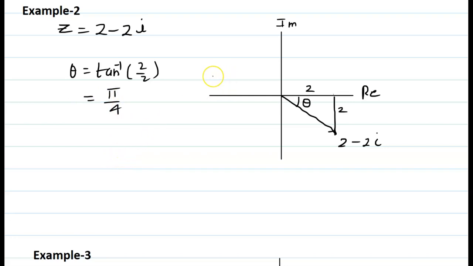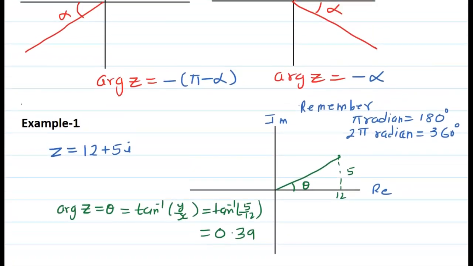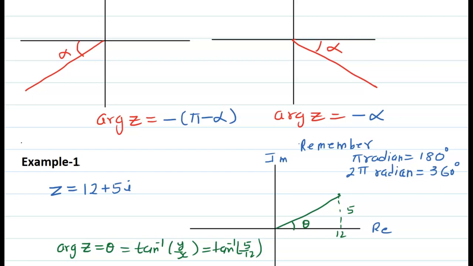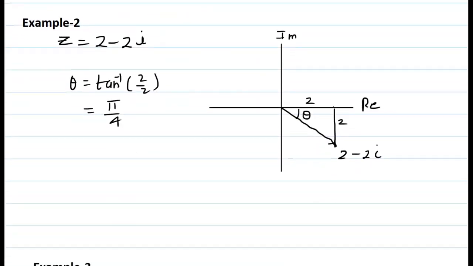2 over 2, that is 45 degrees, but we are measuring in radians, so we write pi over 4. Now, we have seen that if the angle is here, then what will the argument z be? If the angle is here, then argument z is written as minus alpha. So we need to put a minus sign here. So for 2 minus 2i, argument z we can write as minus pi over 4. Is that clear?